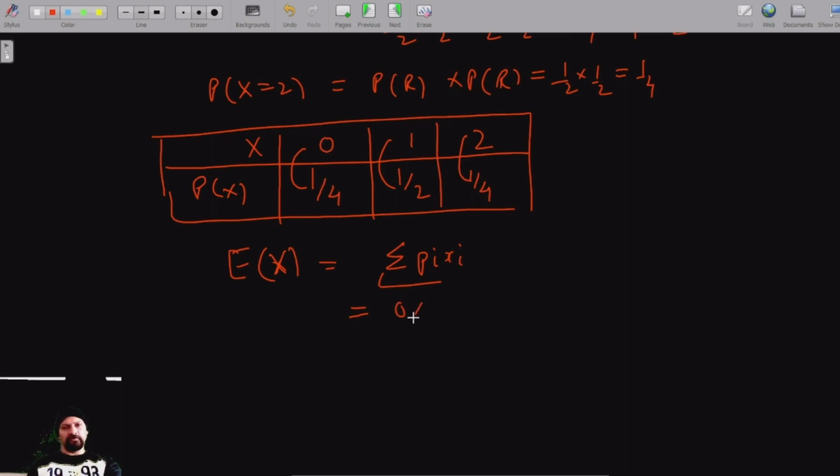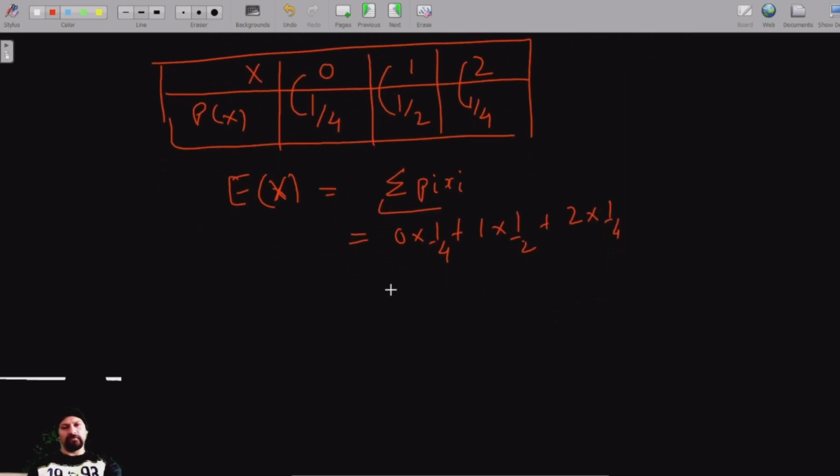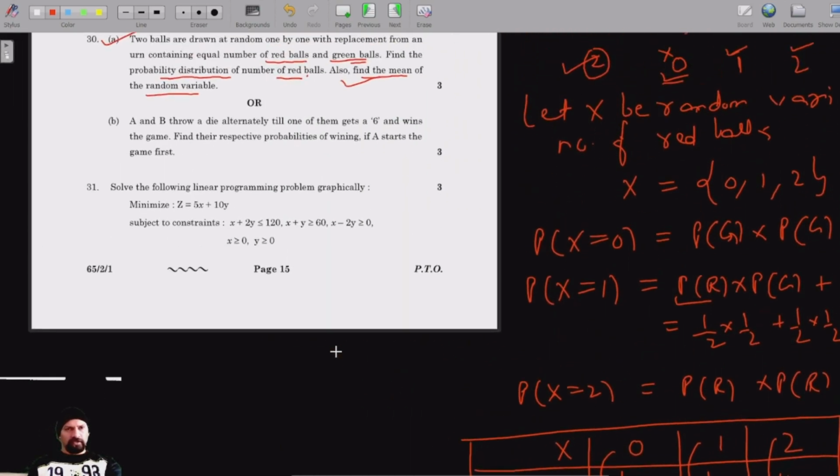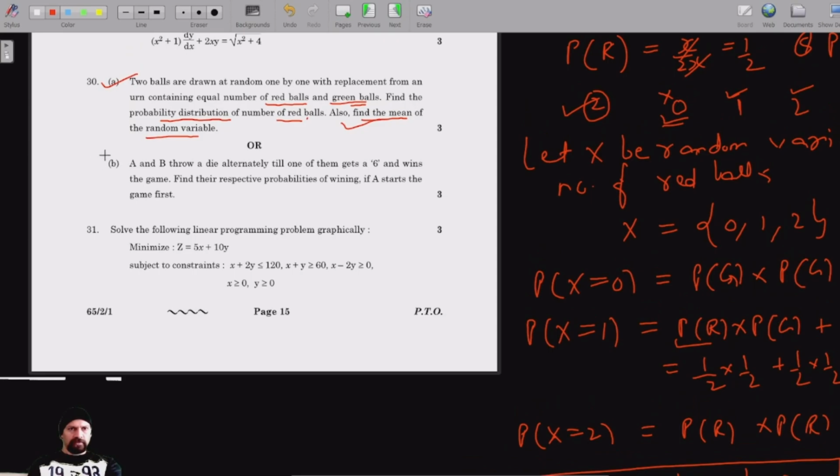So this is 0 into 1 by 4 plus 1 into half, plus 2 into 1 by 4. So 0 into 1 by 4 is 0. This is half, and this is also half. So half plus half is 1. So the mean of this is 1. Okay, let's move on to the B part.